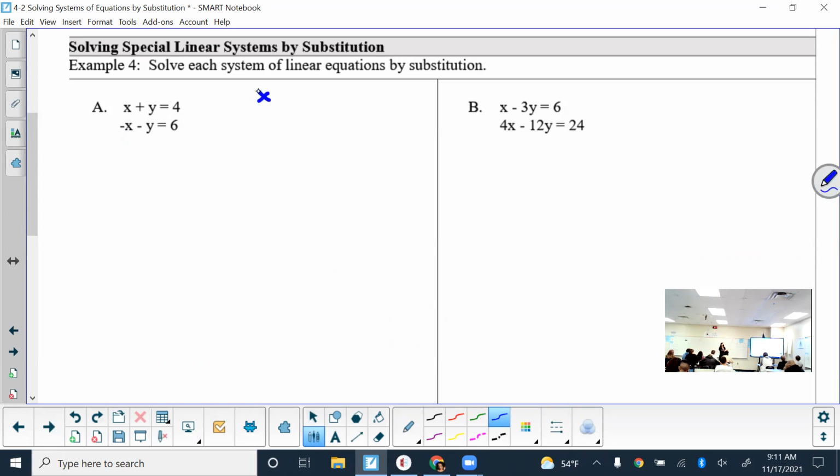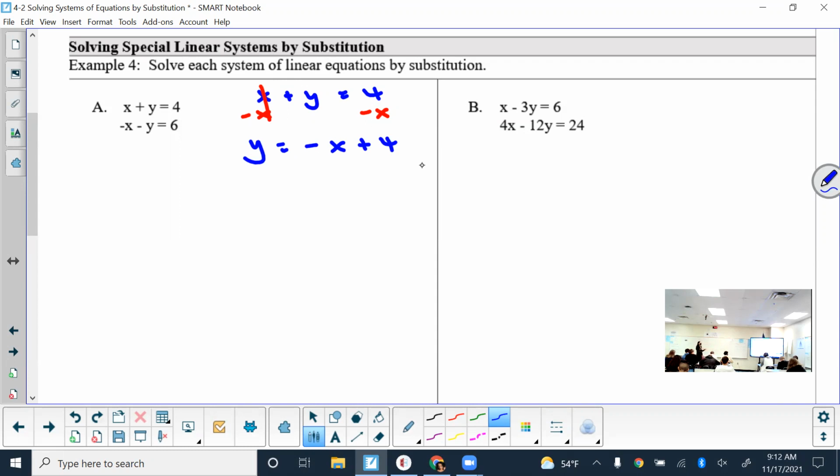Okay, I'll pick the top one. Again, it doesn't really matter. That one looks like it'd be easier. And do you want to solve for x or do you want to solve for y? So we'll solve for y. Again, it doesn't matter which one you isolate. If I want to get the y by itself, then this is what I have: -x plus 4, or 4 minus x.